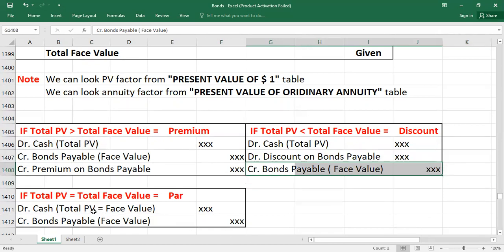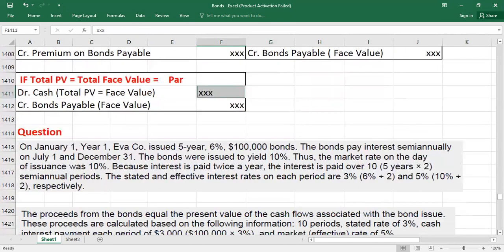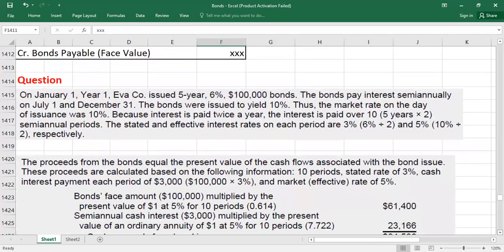Third scenario, if your total present value is equal to the face value, it means the bonds are issued at par. At that time, we will make the entry debit cash, credit bonds, because your present value will be equal to face value, so you can write present value or face value, it doesn't matter. Okay, so here we go, let's have a look at a quick example. Then we will talk about how we will measure subsequently at the balance sheet date. So here we have a small example.